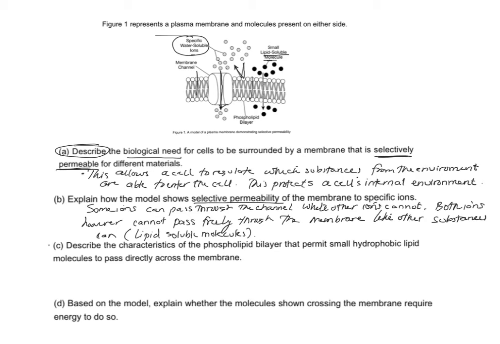All right, question C says, describe the characteristics of the phospholipid bilayer that permit small hydrophobic lipid molecules to pass directly across the membrane. So again, they're referring to this molecule right here. And the major characteristic of the phospholipid bilayer that matters here is that the interior of the bilayer, which is composed of the phospholipid tails, is hydrophobic.